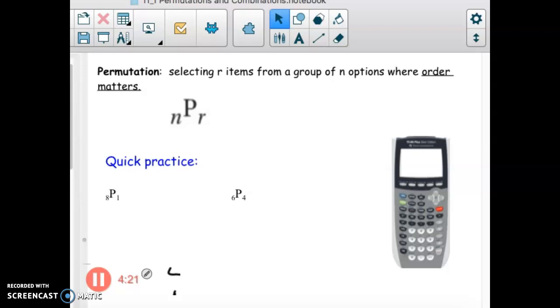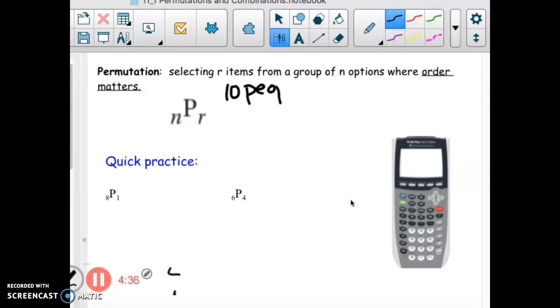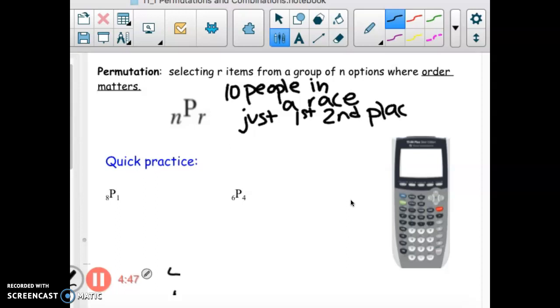Permutations is rather than multiplying things out, let's say you just want the first few people, like in a race of 10 people. What if you just want first and second place? Well, order matters, but you only want the first 2 things. Well, we could do 10 times 9, which is 90. Another way to do it, though, is 10 nPr 2. It's the same calculation. You're picking two things.